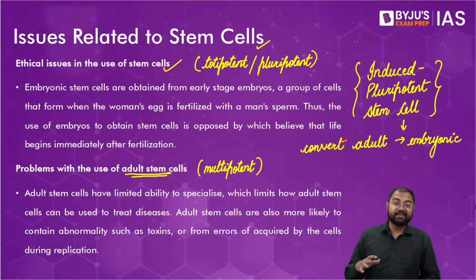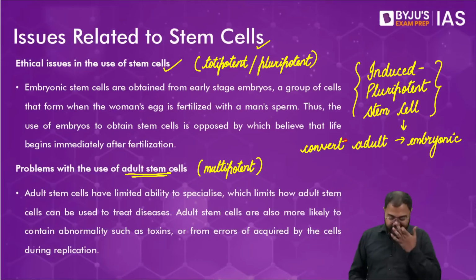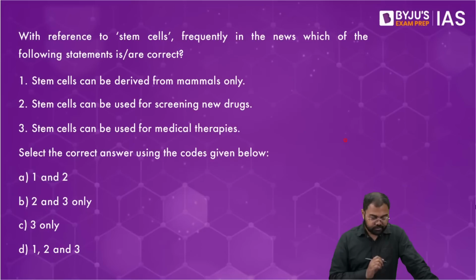So in that case, all these two issues that we are discussing here, it is a solution to both of these issues, right? And that is where we see that conversion of adult stem cells into embryonic stem cells, which is called as induced pluripotent cell, will be very, very useful. So these are some of the things related to the stem cells.